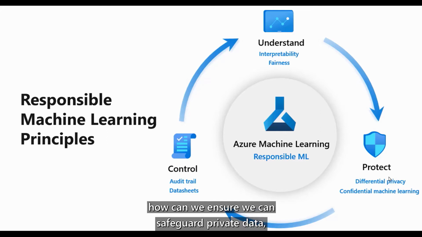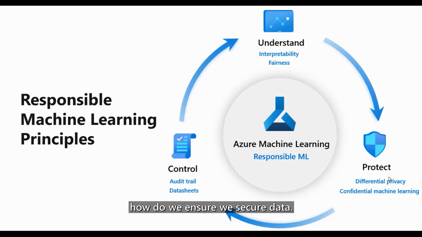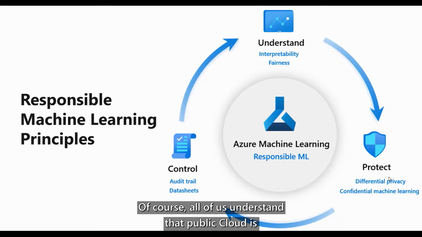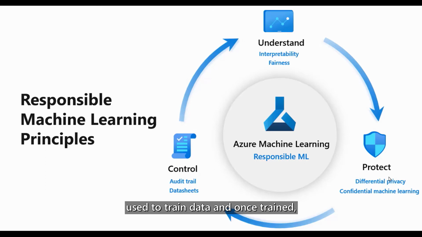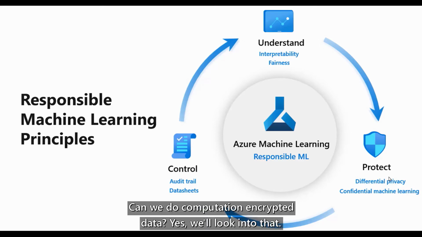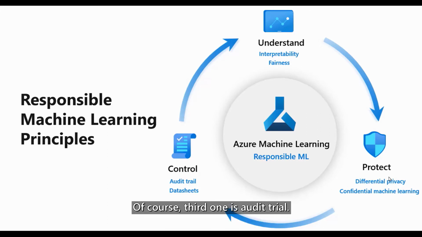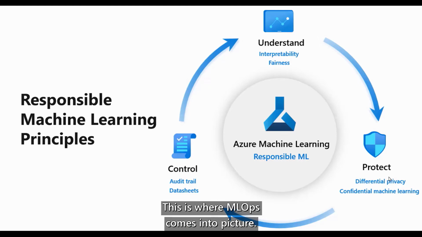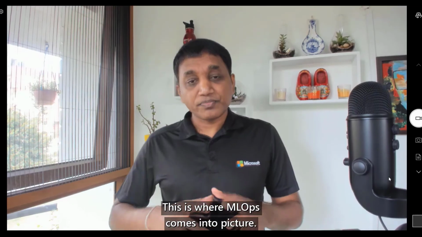How can we ensure we can safeguard private data? How do we ensure we secure data, right? Of course, all of us understand that public cloud is used to train data, and once trained, you deploy to edge devices, right? So when you're training in the public cloud, how can we ensure the data is secure? How can we ensure data is still encrypted? Can we do computation on encrypted data? Yes, we'll look into that, right? And of course, third one is audit trail. This is where ML Ops comes into the picture.